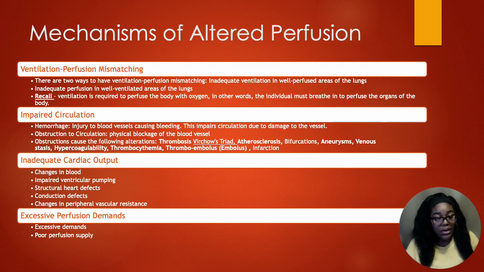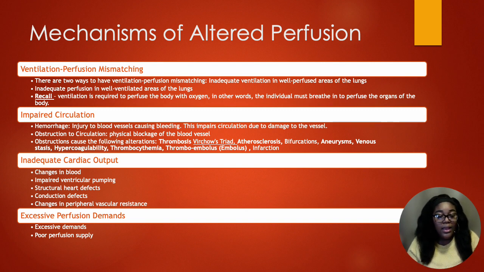You can have inadequate output, and again, that's related to changes in blood. Maybe your left ventricle does not pump very well. You could have structural defects on the heart. You can have conduction defects, which would relate to your arrhythmias or dysrhythmias, or you can have changes in your peripheral vascular resistance. So again, inadequate cardiac output is directly related to that.